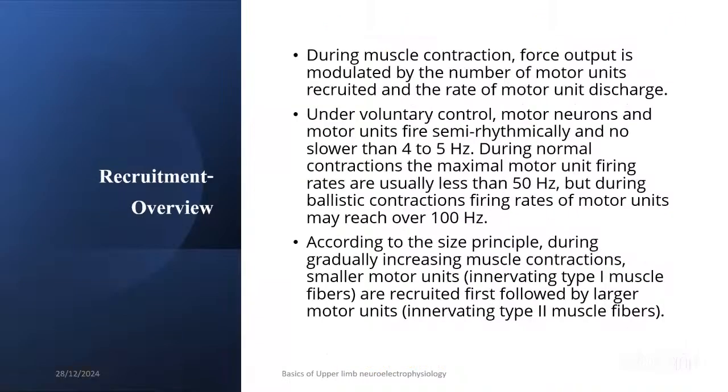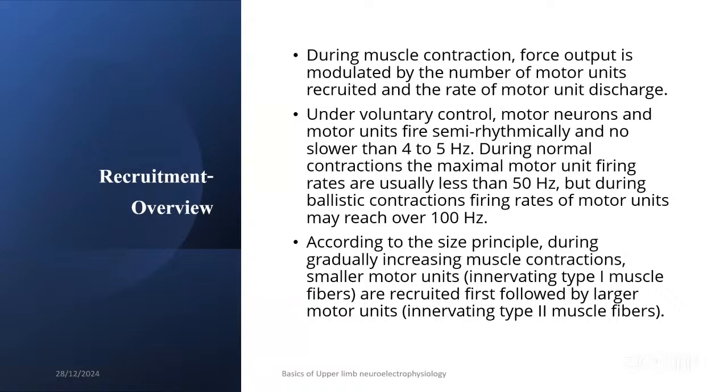During muscle contraction, the force output is modulated by the number of motor units recruited and the rate of motor unit discharge. Under voluntary control, motor neurons and motor units fire semi-rhythmically, no slower than 4 to 5 hertz. So during normal contractions, the maximal motor unit firing rates are usually less than 50 hertz. During ballistic contractions, the firing rates of motor units may reach over 100.